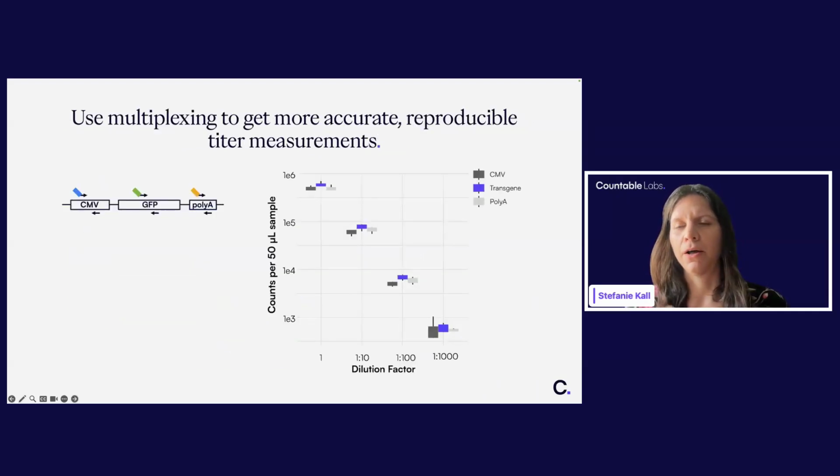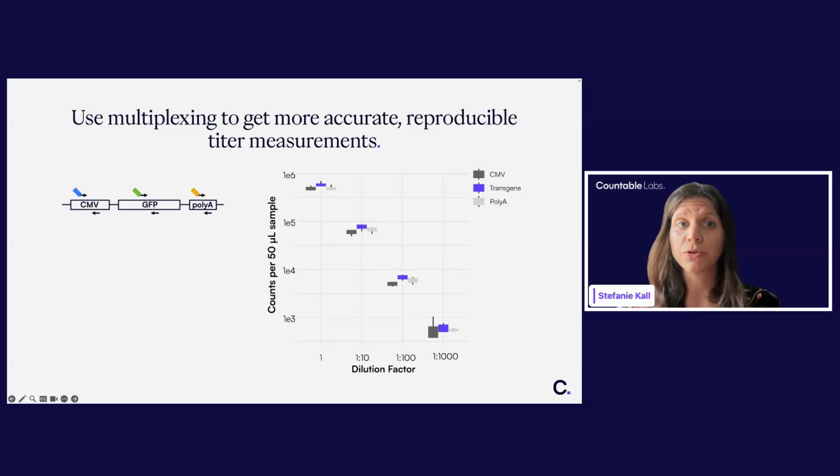Next, I want to talk a little bit more about that titer process. So this is some in-house examples we generated. And I think it really shows the low variability that you get from titer assays with countable PCR. So in this example, we again use multiplexing. And what we did here was design amplification targets for the CMV enhancer, the transgene, which was GFP in this example, and then the poly A tail. And we did titer dilutions for all of it and did the calculation off all of them.